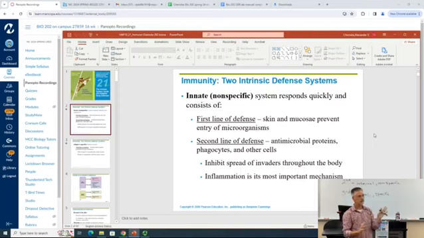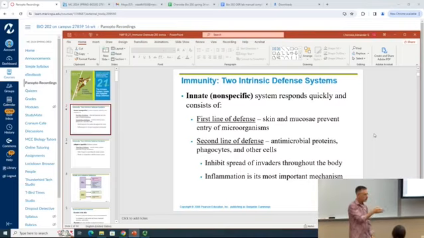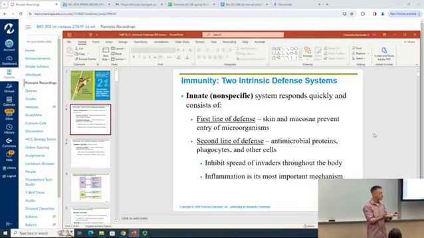Is it a cell or is it a molecule? We want examples for each of these lines of defense. We want an example of different cells and different molecules that we can use as an example of first line of defense, second line of defense, third line of defense, stuff like that. Okay?